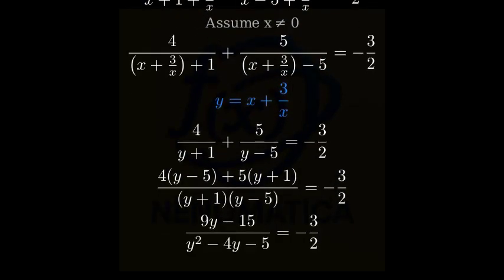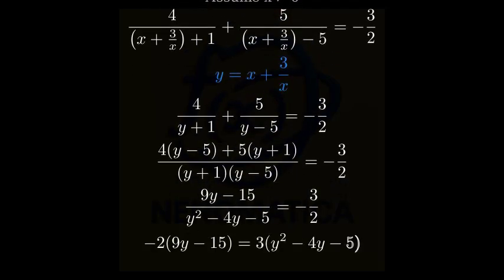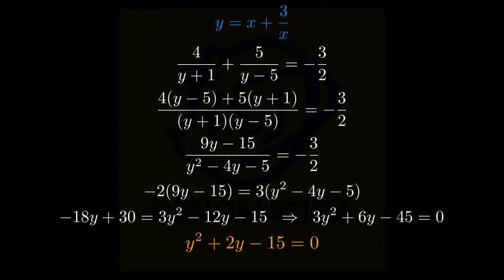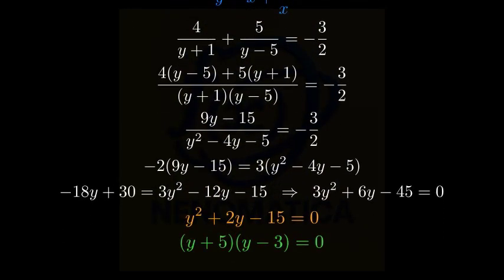Negative 2 times the quantity 9y minus 15 equals 3 times the quantity y squared minus 4y minus 5. Expanding and gathering terms gives 3y squared plus 6y minus 45 equals 0. Divide by 3 to simplify. We get y squared plus 2y minus 15 equals 0, which factors into y plus 5 times y minus 3 equals 0. So y equals negative 5, or y equals 3.